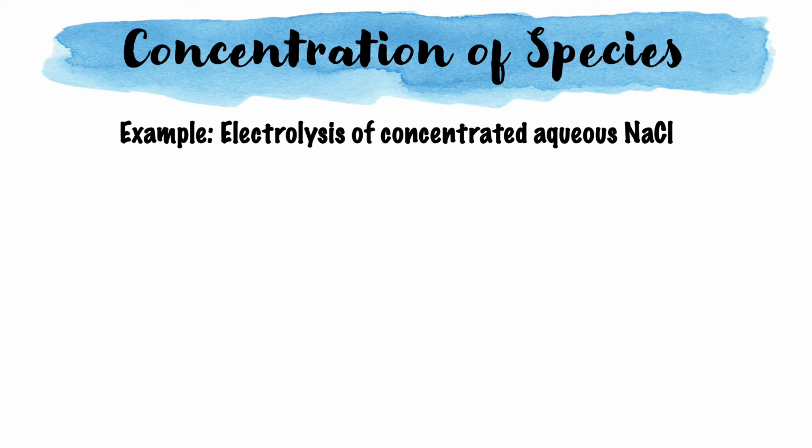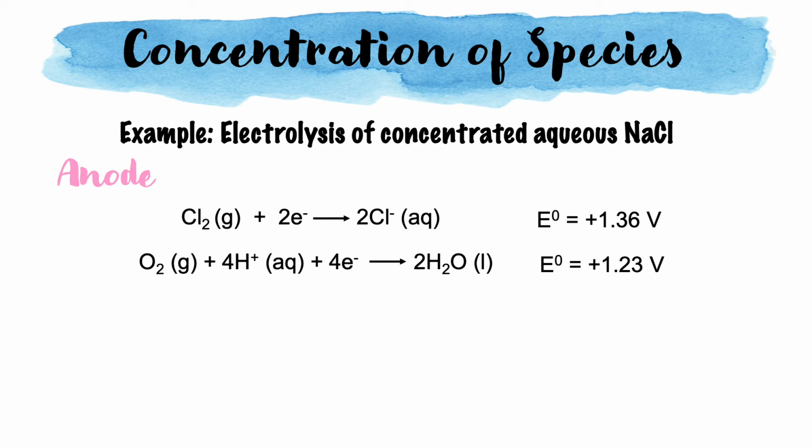Let's take a look at the electrolysis of concentrated aqueous sodium chloride solution. As we know, as anode acts as the positive terminal electrode, the chloride ion and water are attracted to the anode. Based on the SRP value, water should have been discharged at anode because it has a more negative SRP value. But that is not the case.